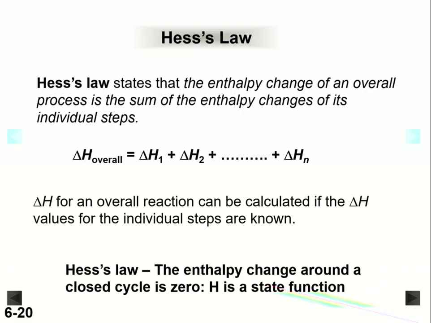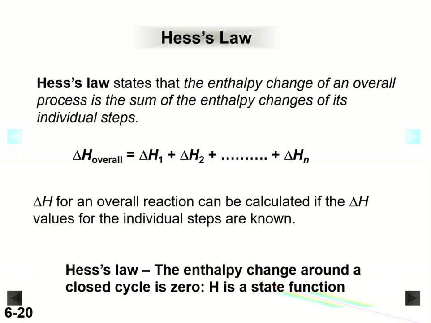Hess's law is something that's useful. Hess's law states the enthalpy change of an overall process is the sum of the enthalpy changes of its individual steps. So if we have a series of steps, delta H overall is delta H1 plus delta H2 and so on, up to delta H sub n. So we add up all of these. And that makes sense to us because enthalpy is a state function.